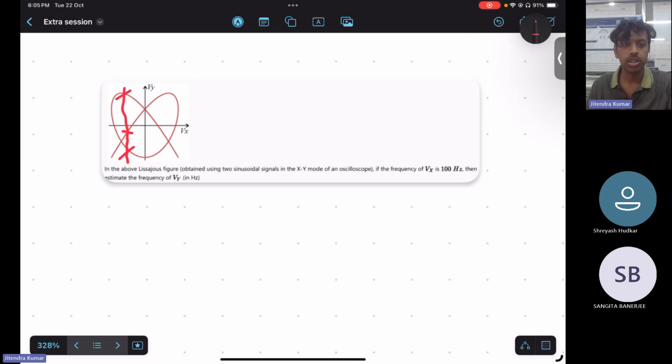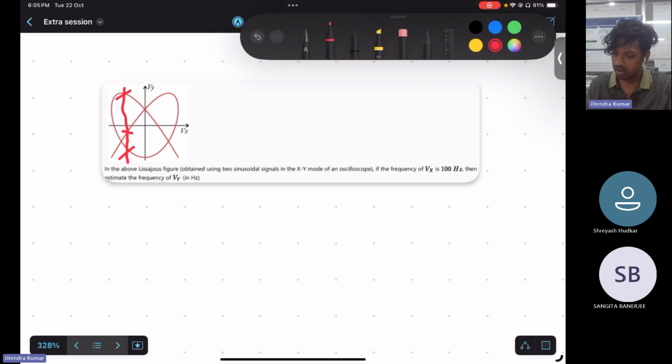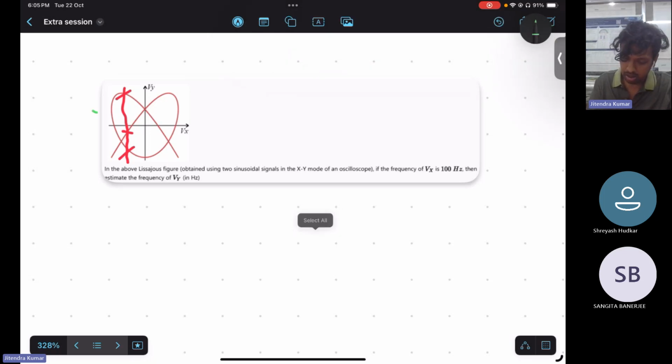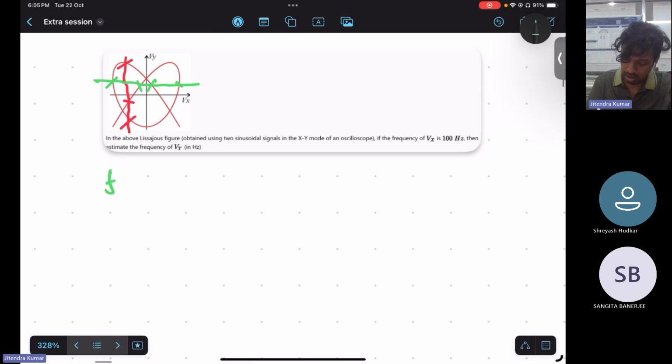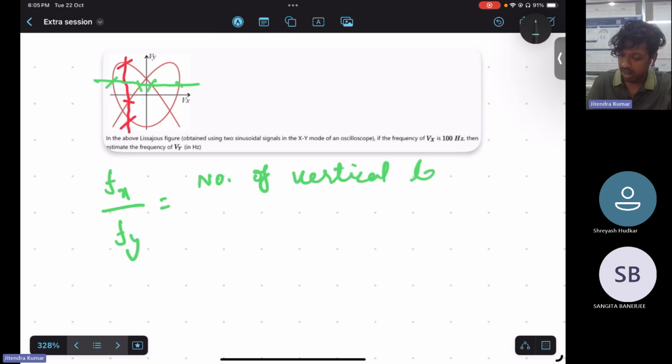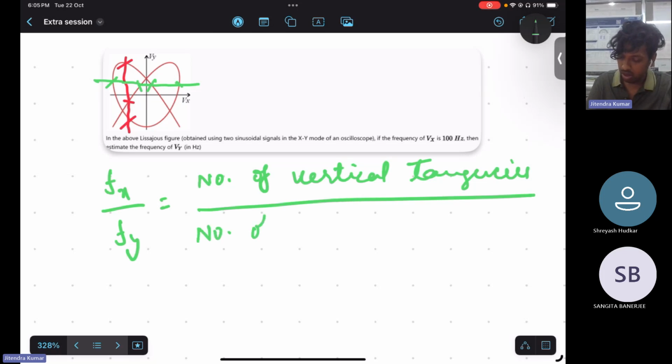And how many horizontal cuts will there be? I think it should be 4, right? So the maximum is 4. So again, Fx by Fy is equal to the number of vertical tangencies divided by the number of horizontal tangencies.